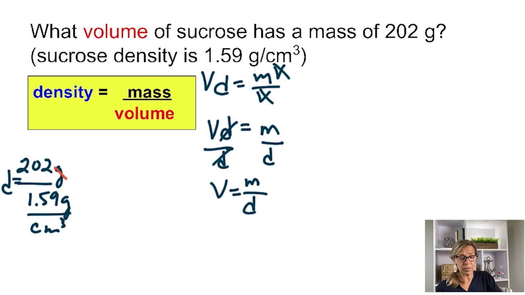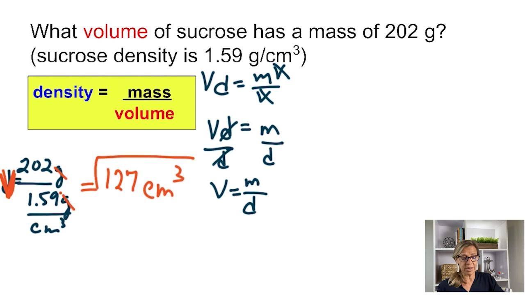Okay, now when I divide, look what happens. Grams cancel, and I'm left with cubic centimeters, which is really up on the top. And that's a good thing. I'm sorry, this is volume. We're solving for volume. So the volume will come out in cubic centimeters. 202 divided by 1.59. Both of those numbers have 3 sig figs, so we want to report our answer to 3 sig figs, and that would be 127 cubic centimeters. Okay, so there is an example of how you can use that density formula and rearrange and solve for another variable. I hope this helps.